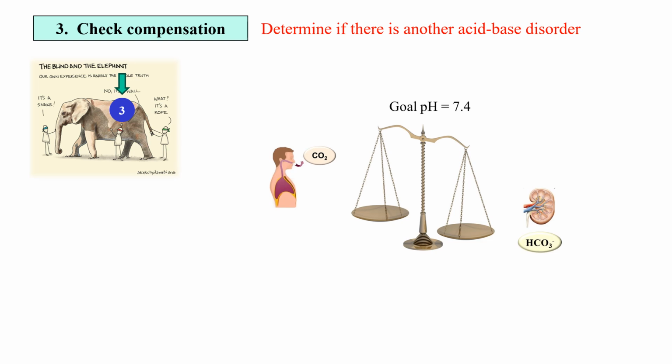Similarly, if we have a primary respiratory acidosis where the PCO2 increases, we can expect exactly how much the kidneys will increase the serum bicarbonate by to maintain relatively normal blood pH. If the actual serum bicarbonate does not match what is expected, then we can deduce that there is a second acid-base disorder.